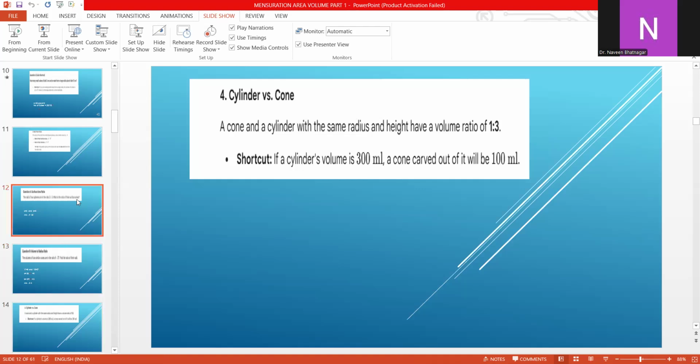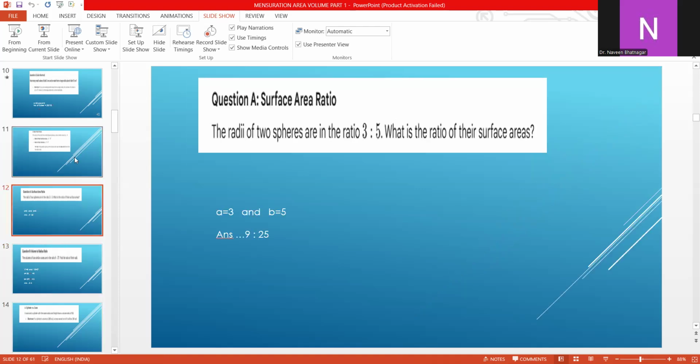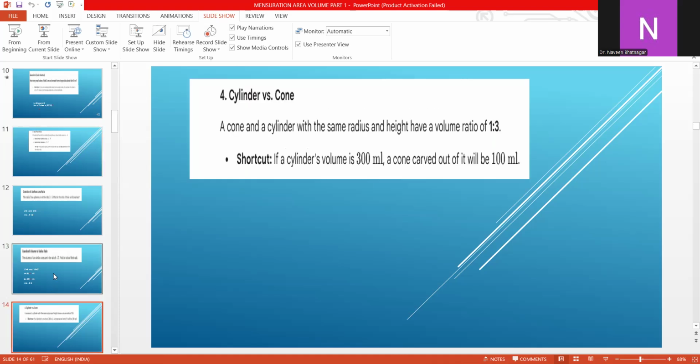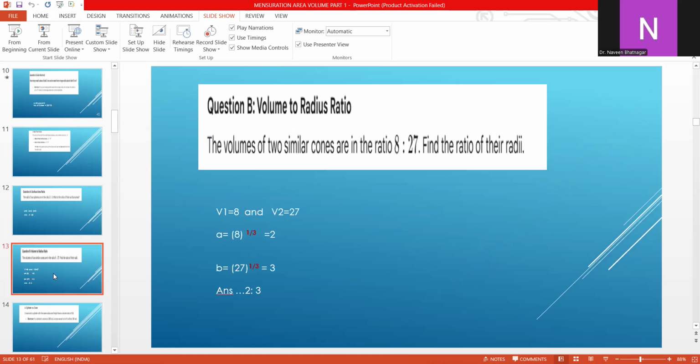Okay. So they have asked the question in a reverse way. Like here you have been given the ratio of the radius and you are supposed to find the ratio of the volume. Now they have given you the ratio of the volume in this question and you are supposed to find the radius. So you will simply take the cube root of 8 and the cube root of 27. So that would be 2 and 3.